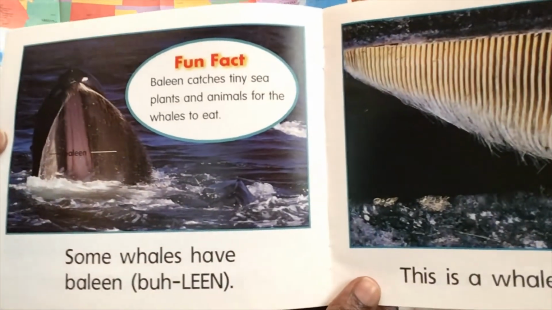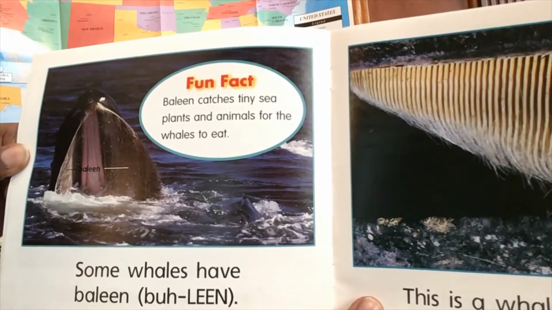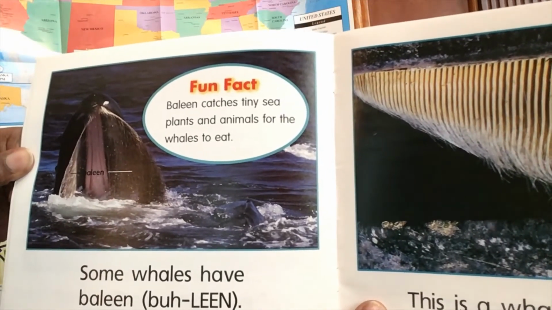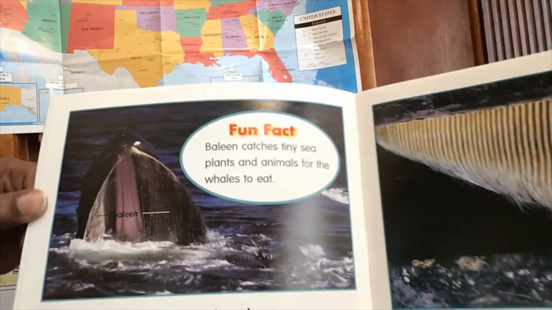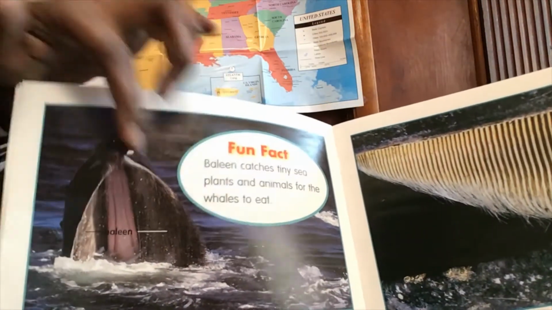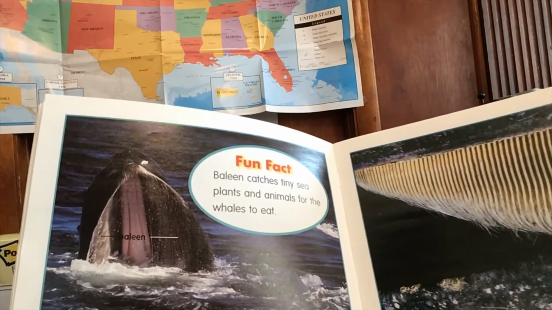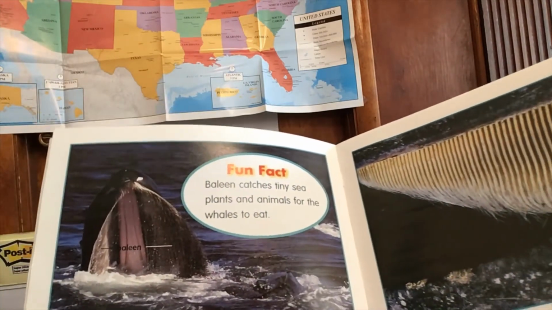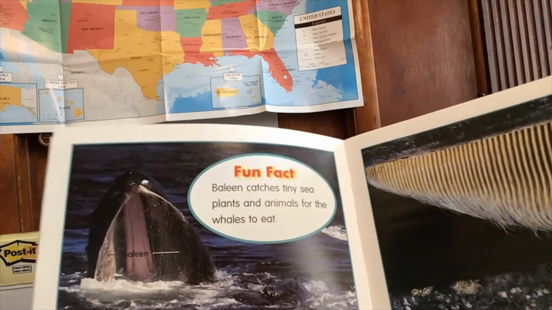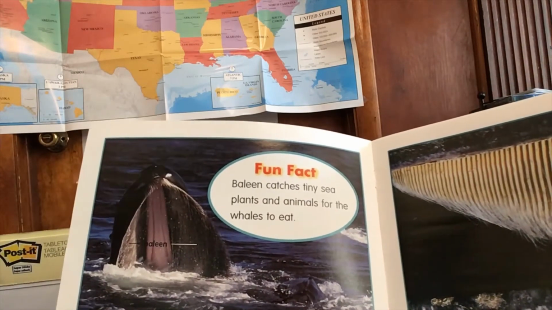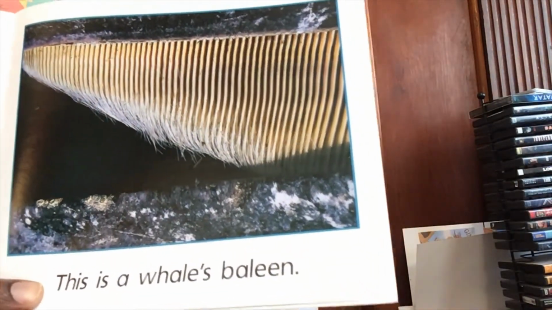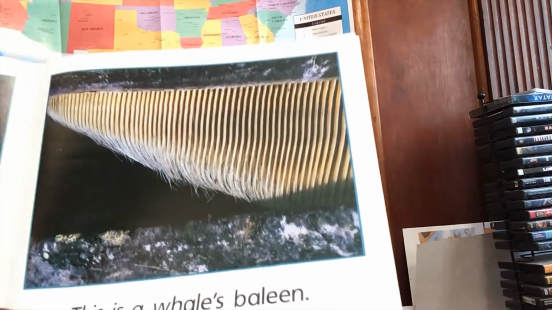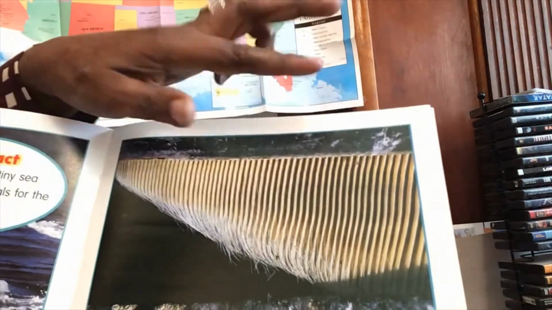Fun fact. Baleen catches tiny seed plants and animals for whales to eat. That's in their mouth. It's kind of like a filter. And the water goes through their mouth and it filters out the water and it catches these little small creatures for the whale to eat. Some whales have, let's say, baleen. This is a whale's baleen. It looks like a filter, right?